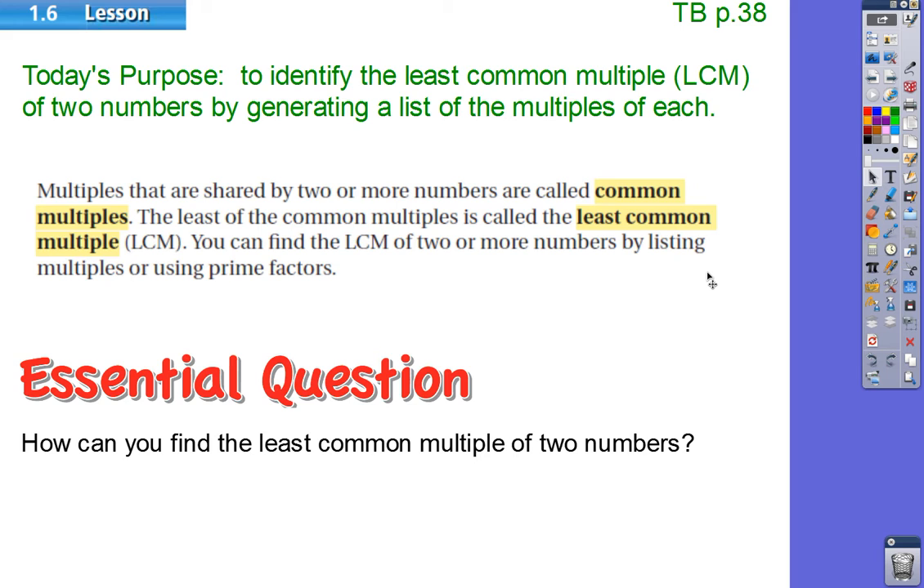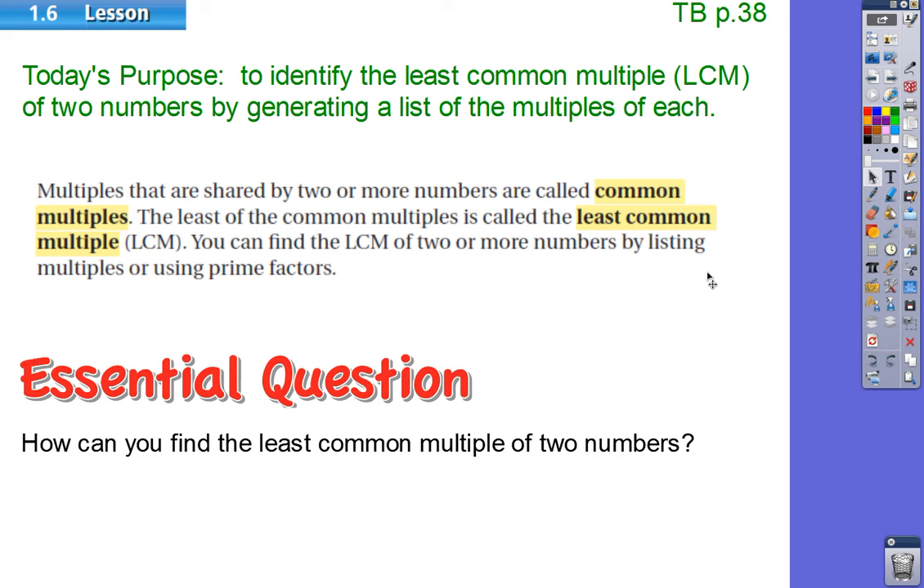Multiples that are shared by two or more numbers are called common multiples. The least of the common multiples is called the least common multiple, or LCM. You can find the LCM of two or more numbers by listing multiples or using prime factors. Whenever you see text that is highlighted in yellow, that's going to be an important vocabulary term for you to remember.